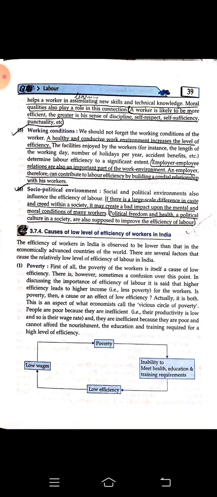Political freedom is to be given to the laborers. No matter if some party is forming the government, maybe that party is being supported by the owner of the factory, it is not necessary that the laborers will also have to support the same political party. They can support some other party also. That must not hamper the laborers. So these are the few factors which determine the efficiency of a labor.